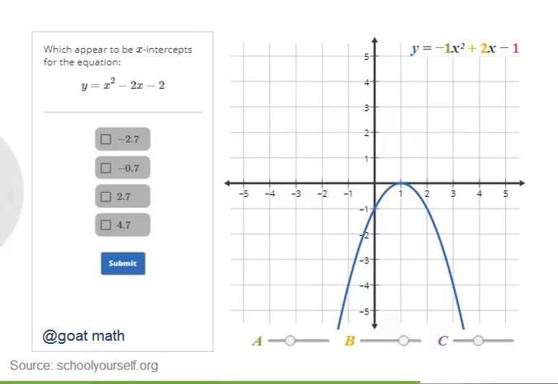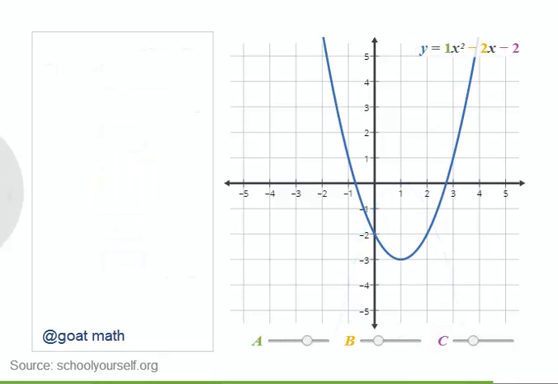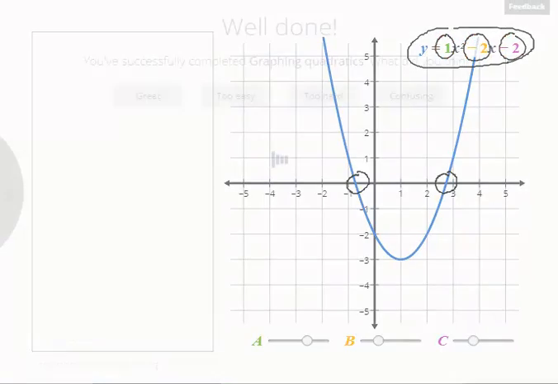For your final challenge, make the graph for y equals x squared minus 2x minus 2. Which of these values appear to be the x-intercepts for that graph? Well done. So here's the graph for y equals x squared minus 2x minus 2. And sure enough, its x-intercepts are at approximately 2.7 and negative 0.7. In a later lesson, you'll discover a way to calculate a quadratic graph's x-intercepts by just using the three coefficients.